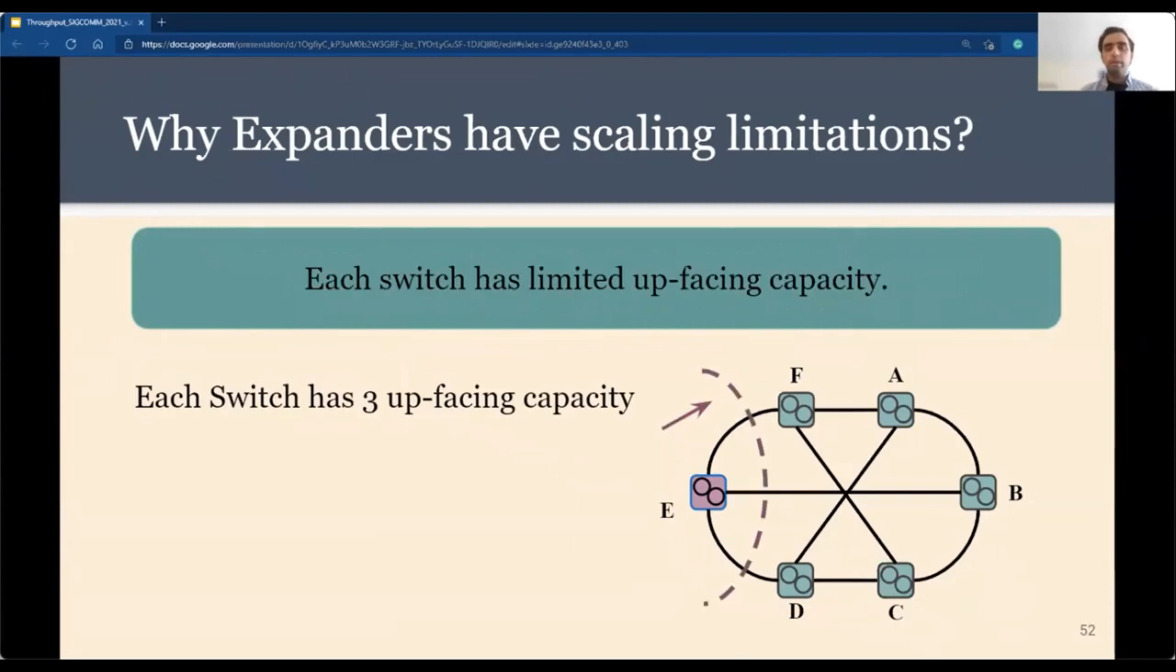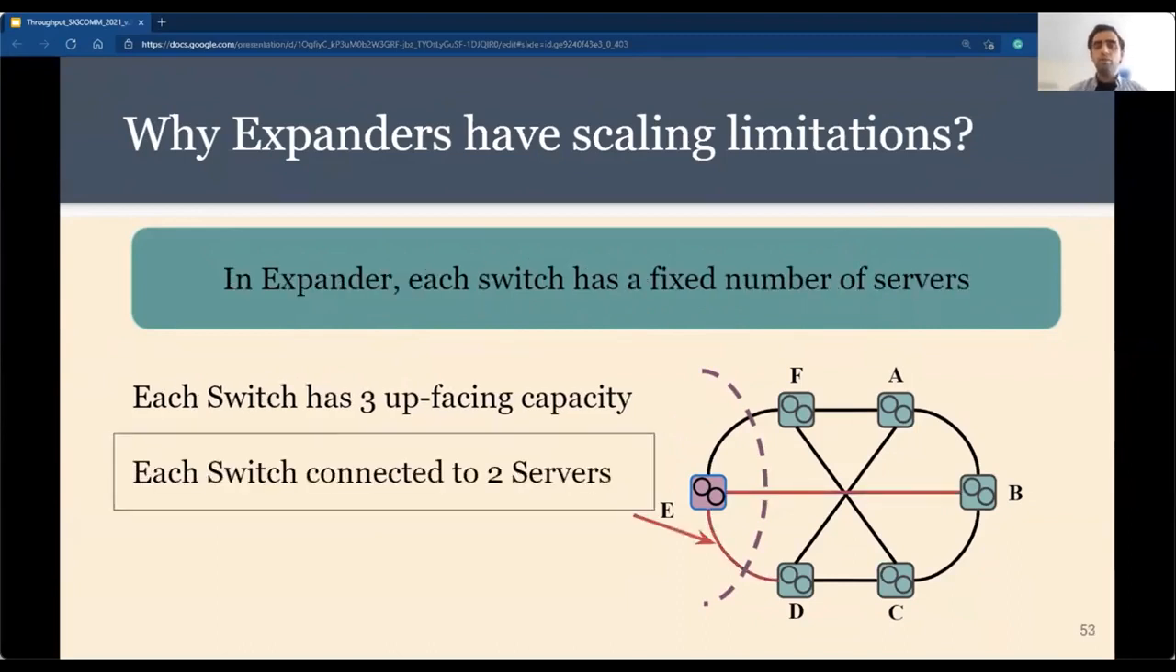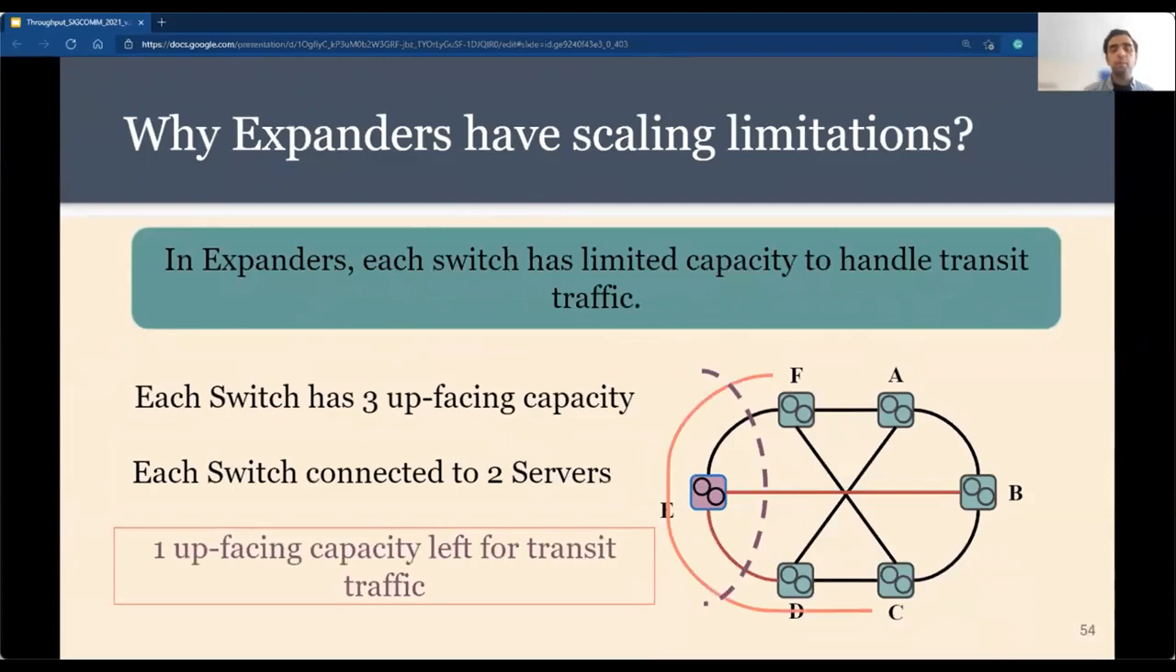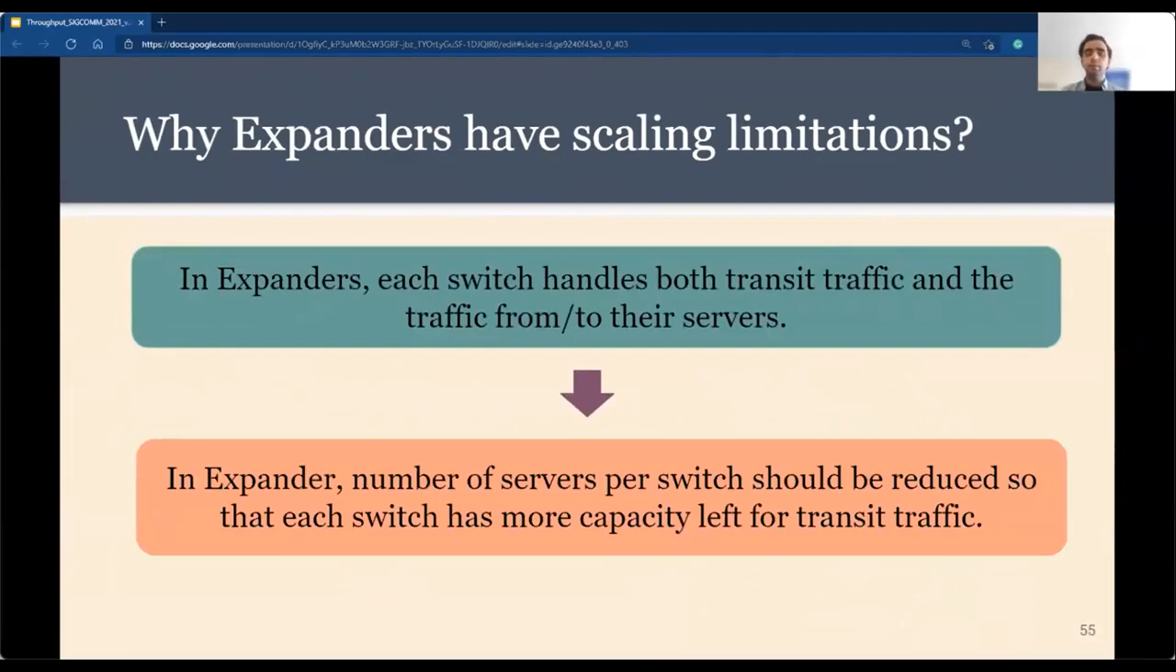Every switch in the network has limited up-facing capacity. For E, it's 3. But E actually needs to use 2 units of its capacity for its servers because it's already connected to 2 servers. And as a result, only 1 unit of capacity is left for transit. The scalability limitation happens as the topology grows, because when we go to larger and larger topology sizes, each switch needs to handle more and more transit traffic. But if you keep the number of servers per switch fixed, then the transit capacity is fixed. Hence, it's a limitation on topology size.